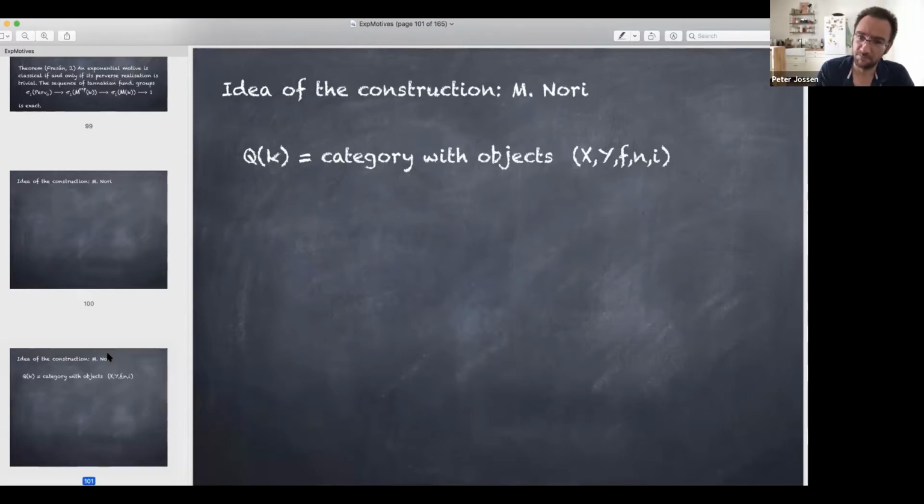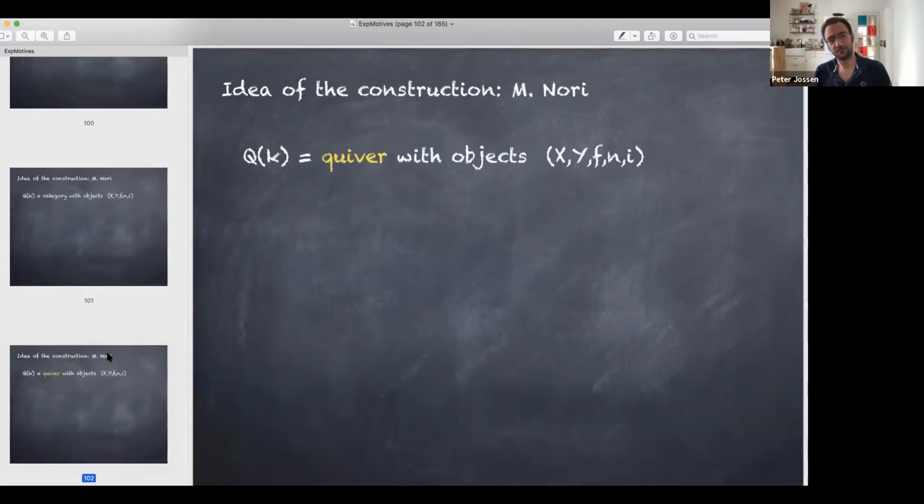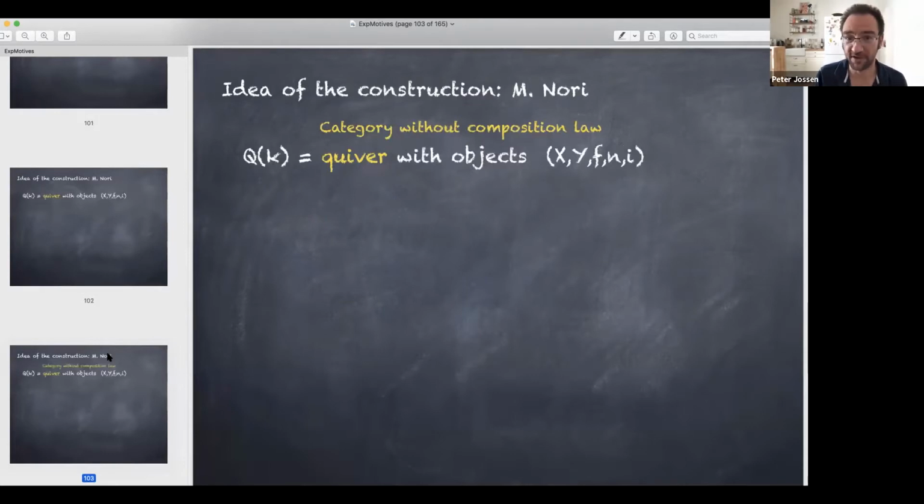So forget about categories and replace this with the word quiver. And the quiver here is just another word for a category without the composition law. So there are objects, there are morphisms, there are identities, there's a source and a target of each morphism, and that's it. So it's like an oriented graph, if you want, with points and arrows. The quiver is a collection of arrows.